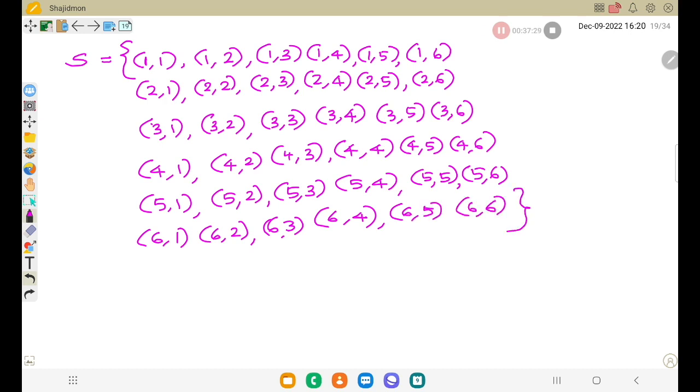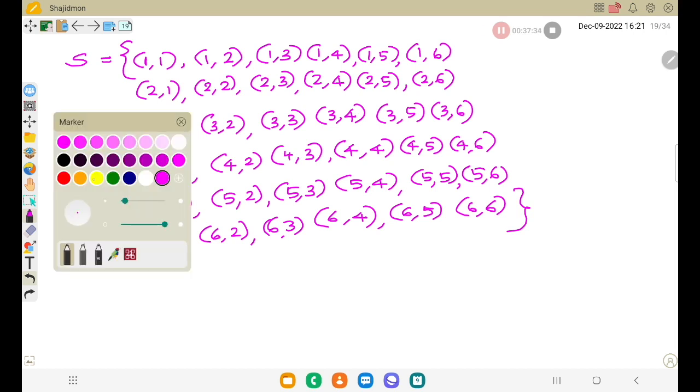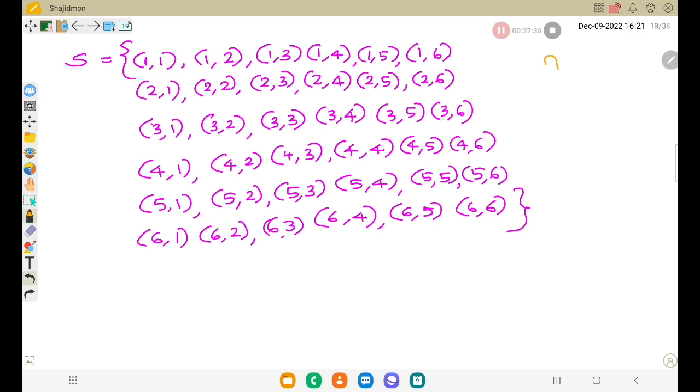So these are the elements in the sample space. Totally how many outcomes are there? There are 36 outcomes. That means the number of elements of the sample space equals 36. I hope you understood that one.